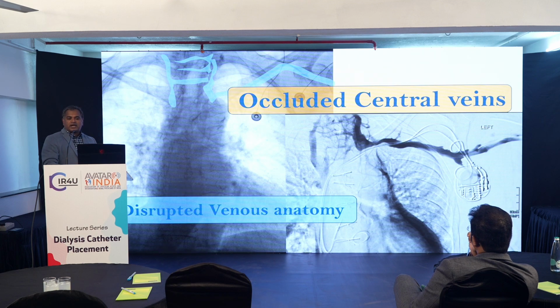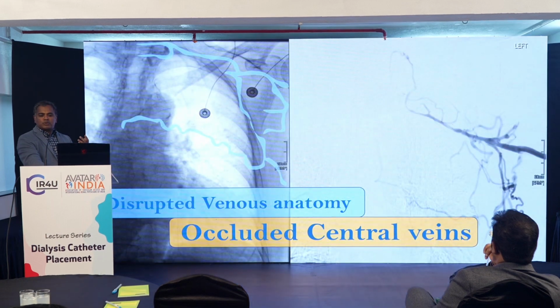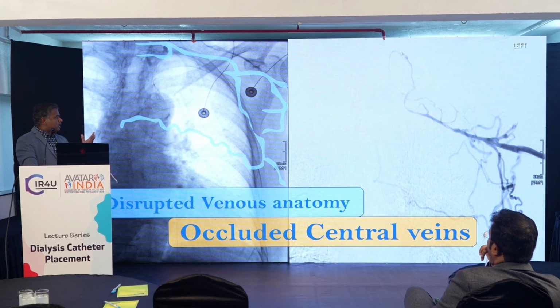So this is another scenario where there's no central veins at all. As you can see on the left side here, the patient is surviving only because of some collaterals. It could be intercostal veins. It could be other tiny veins which you never thought could become so prominent. So this is the case where you see a lot of intercostal veins draining into the central veins. There's no central veins in this patient.